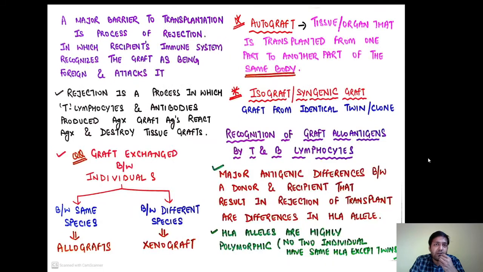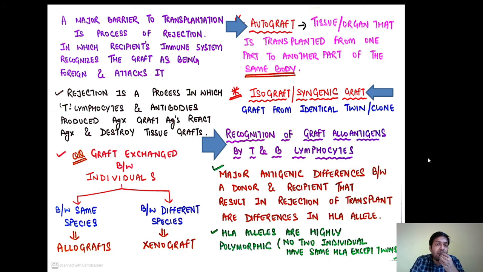What are the other types of graft that we know? Autograft: when a tissue or organ is transplanted from one part to another part of the same body, that is called an autograft. What is an isograft? Isograft or syngeneic graft is basically a graft between identical twins or clones. Now we are going to see how these graft antigens are recognized by the B and T lymphocytes.